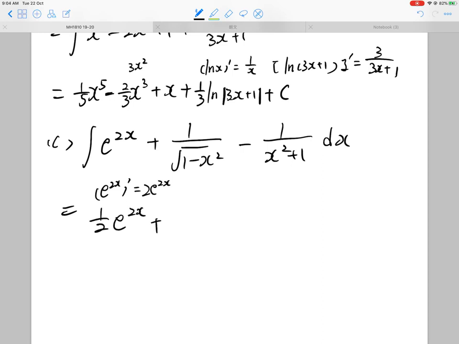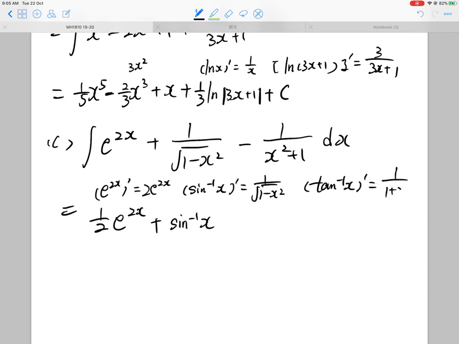And this part, sine inverse, the derivative is exactly 1 over square root of 1 minus x squared. So if you integrate this, the result is sine inverse. And this part, tangent inverse, the derivative is exactly 1 over 1 plus x squared. So for this part you subtract tangent inverse x, and then you add c.